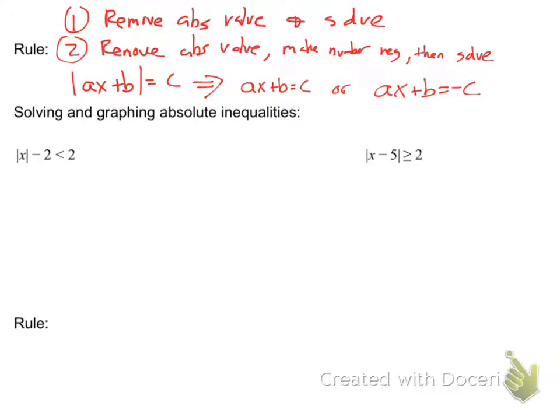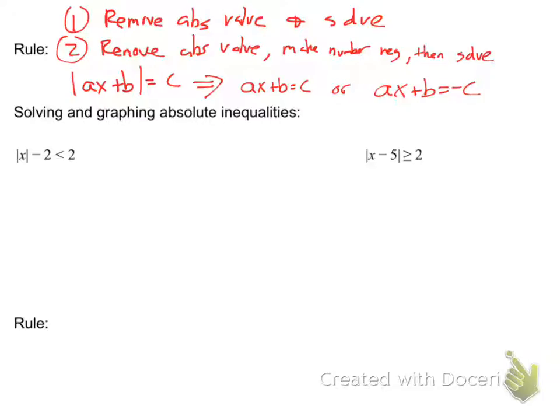This is lesson 22, day 2. We're going to do the solving and graphing of absolute value inequalities. So we have two different examples here of inequalities that have absolute values in them. One of them has a less than symbol and one of them has a greater than symbol. They will mean different things. Their solutions to these are actually slightly different.